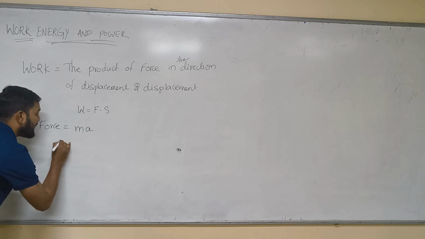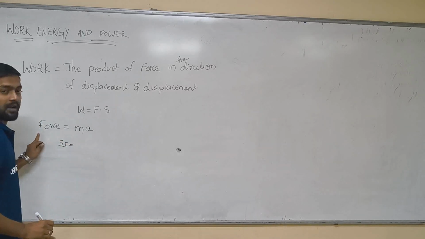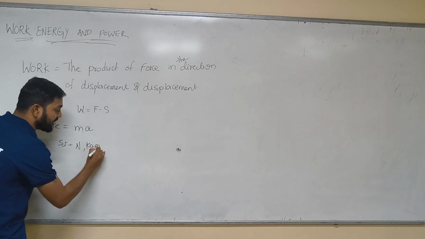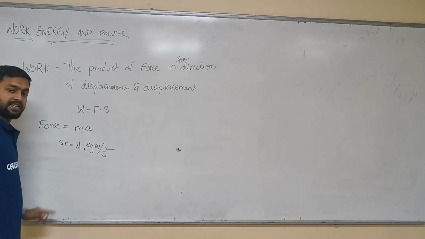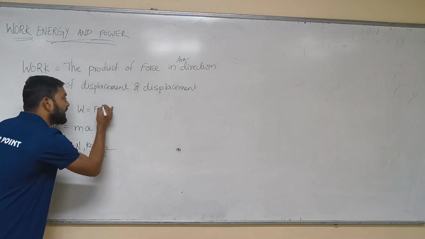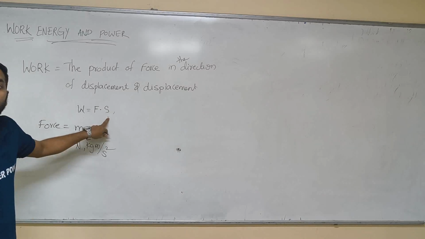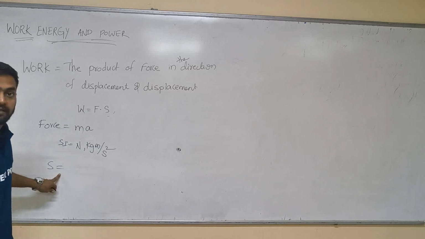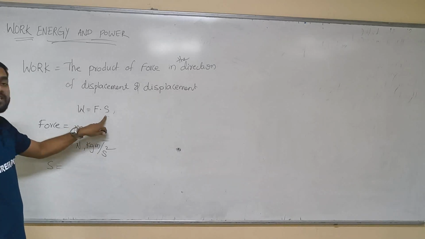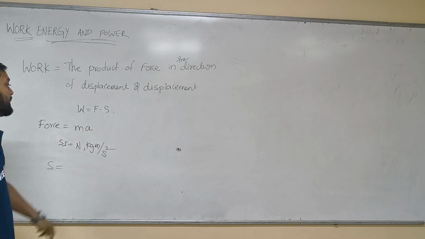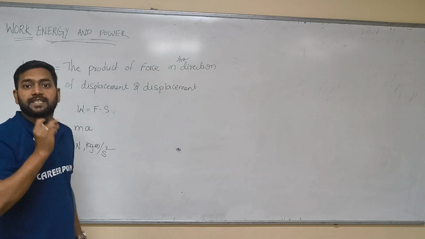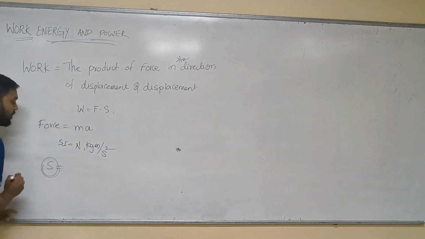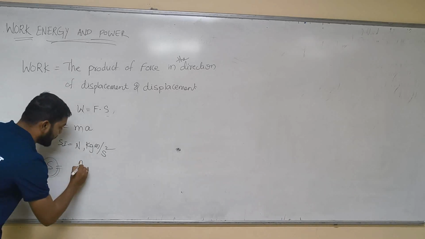The SI unit of force is Newton, or we can also write kg meter per second square. Here we also have S, which is the displacement. The definition of displacement is the smallest distance between the initial and the final positions. The unit of displacement is meters.